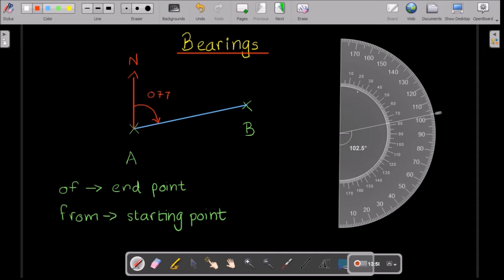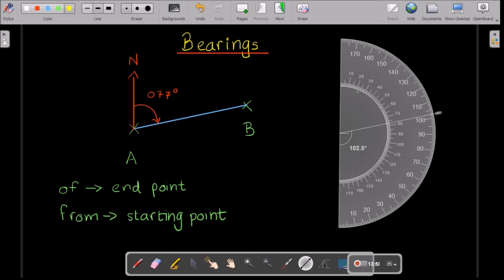Now bearings are always written in 3 digits, so if it's a bearing of 77 degrees, I'll write it as 0, 7, 7. There we go. So that was the bearing of B from A. It was the angle clockwise from the north.